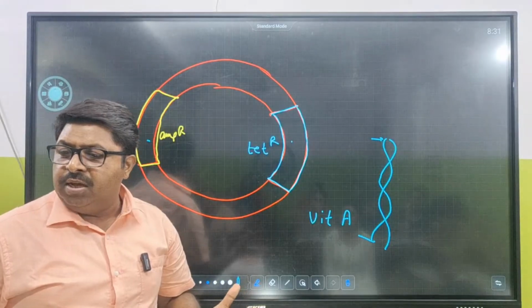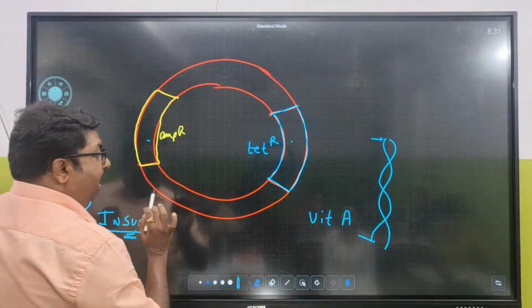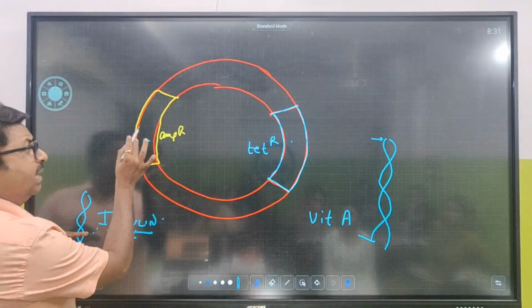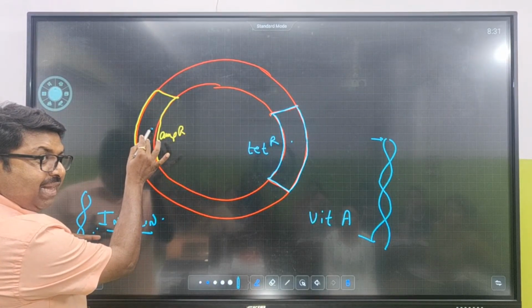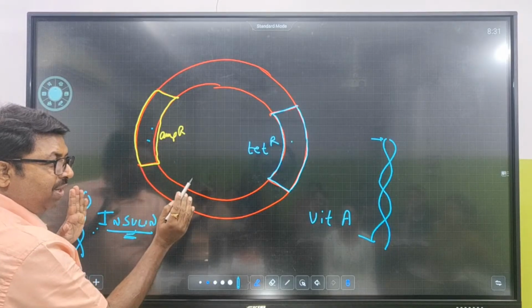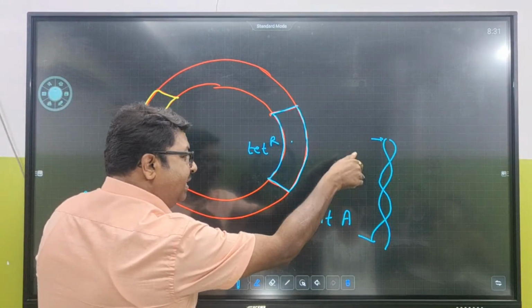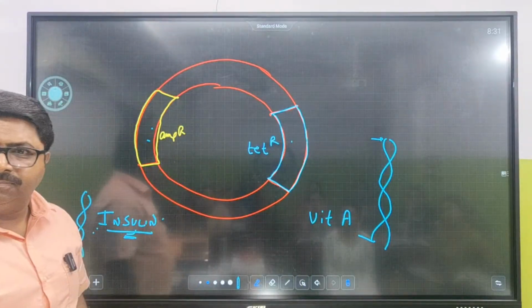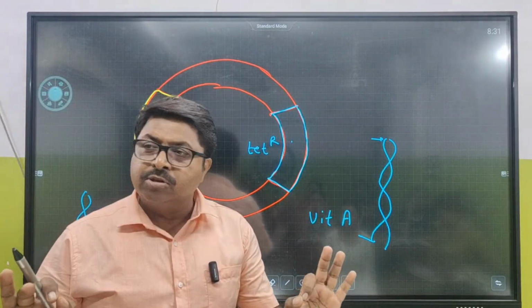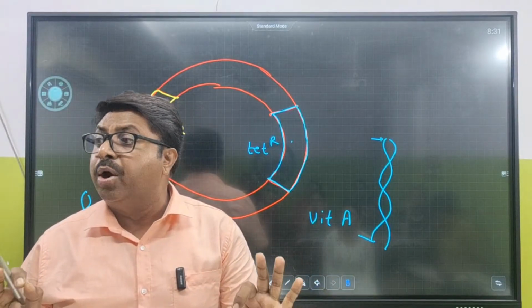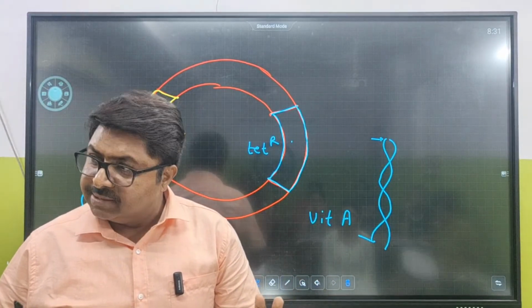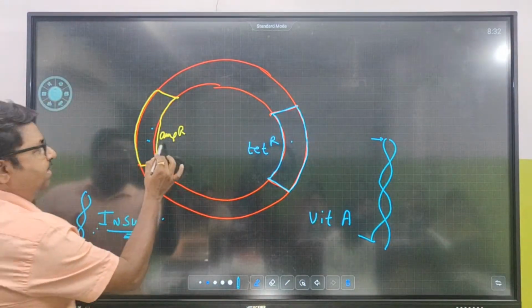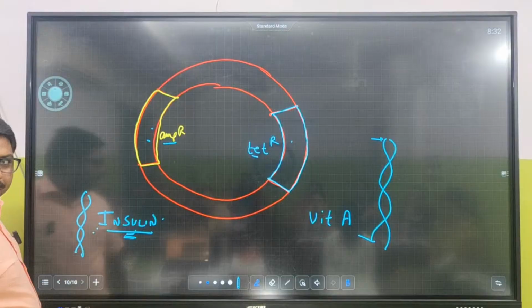Having bioreactors. Now think about it. How on earth are we going to understand whether our gene of interest has gone inside the ampicillin resistant site or not? How are we going to understand whether our vitamin A forming DNA has cut this portion and got inside this or not? Got the point? So there is a process to understand it. Is this clear? Ampicillin resistant, this is tetracycline resistant.